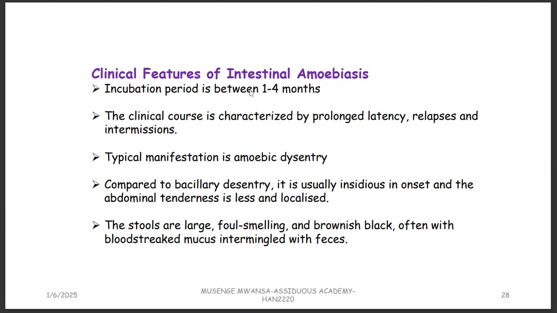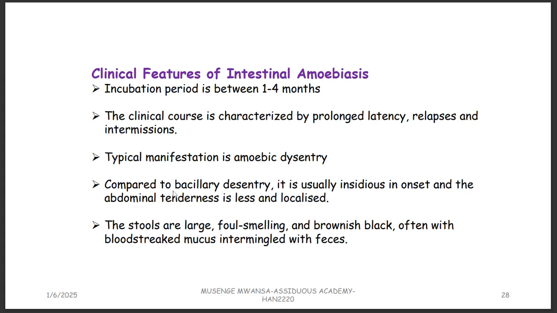The incubation period we said was 4 days to 4 months, but here we've just put 1 to 4 months. The clinical course is characterized by prolonged latency, meaning that there's a long period of time in which you can't really see the features of the disease. There can also be relapse. When someone has the infection and you treat them, the infection can come back later on.